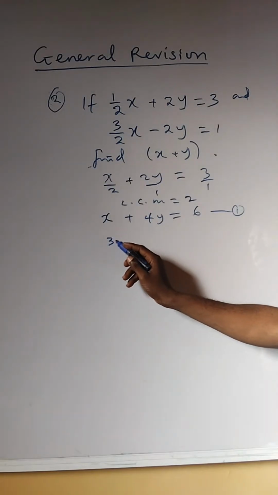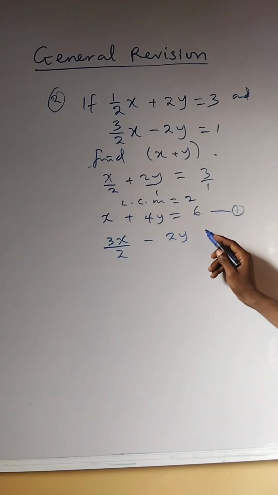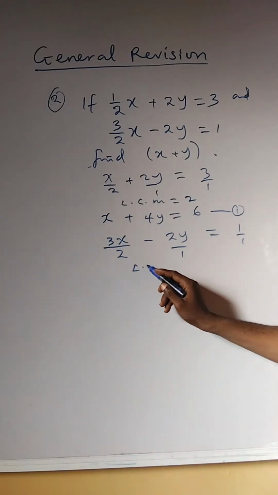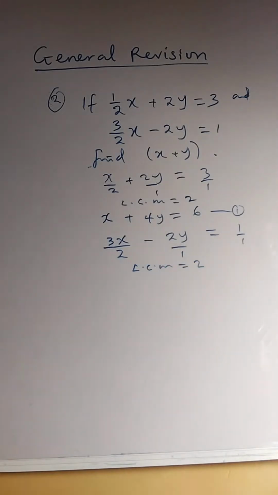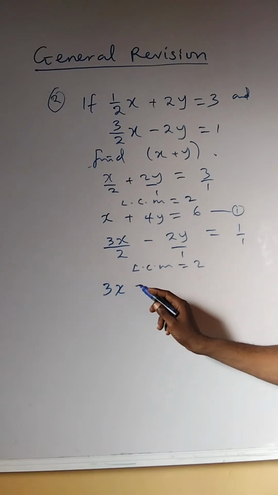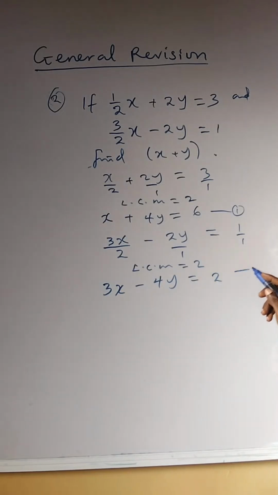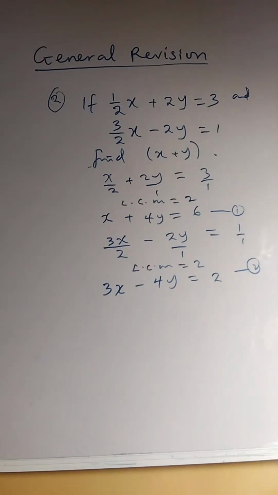And from this second equation, we can also form another equation. That equation is 3x over 2 minus 2y equals 1. This is also 2y over 1, and this is 1 over 1. The LCM here is also 2. Clear this fraction as well and multiply this equation through by 2. And here we have 3x minus 4y equals 2. Label this as equation 2. Now look at equations 1 and 2. We have already removed the fraction, so we can solve these two equations simultaneously.